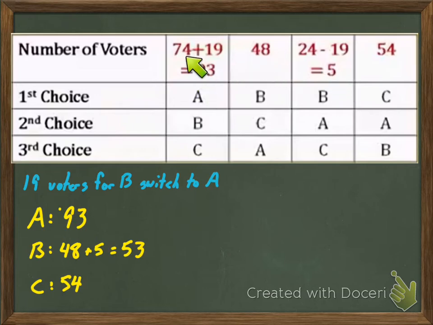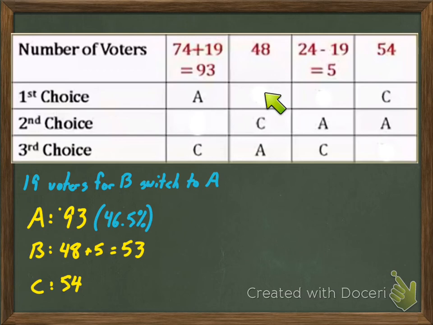So A goes from 74 to 93 because these 19 voters switched. So that means that 48 plus 5 voters are going to B, and 54 voters are still at C. So A currently only has 46.5%. So who's in last? Well, in this case, B is in last. So we need to delete all of the B's.